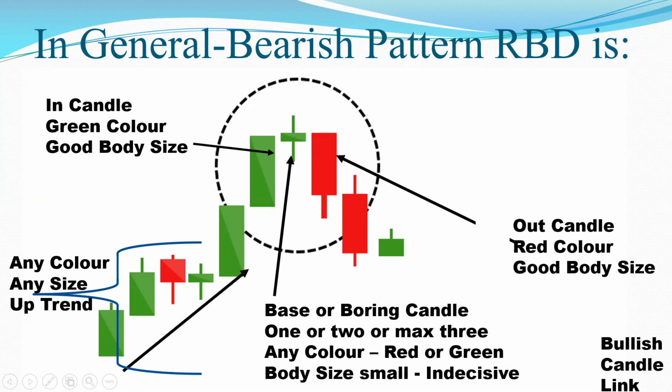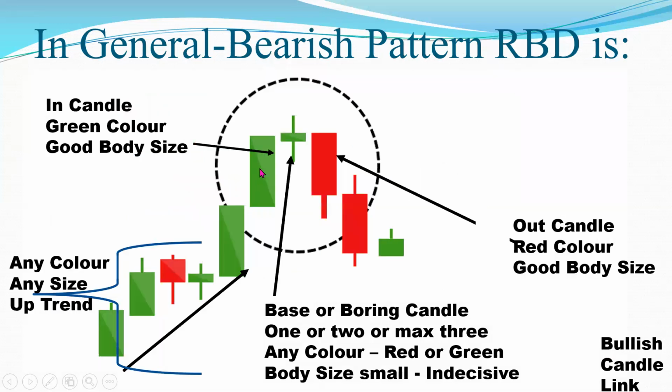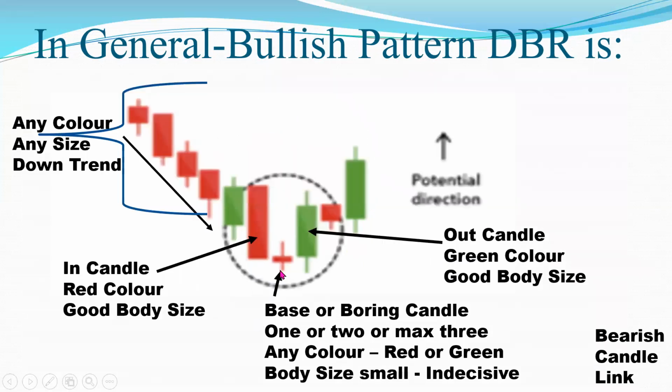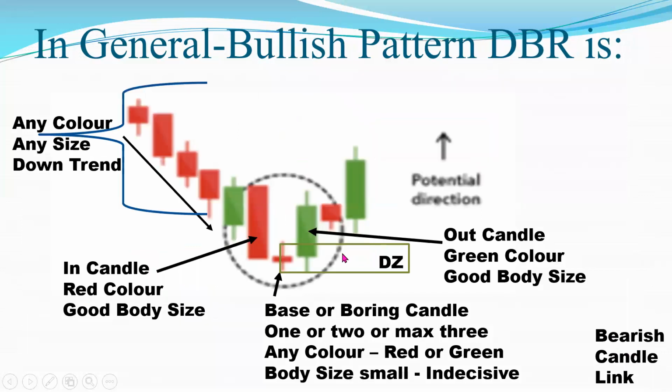So remember this, like we had it in the bullish, drop base rally, drop base rally, rally base drop, rally base drop, drop base rally. This middle one can be a couple of candles. It can be more than one. It can be 1, 2, or 3. Don't take more than 3 because then the zone is not very strong. You can see a demand zone was formed. Here you can see a supply zone is formed. The red colored one is a supply zone. The green colored one is a demand zone.